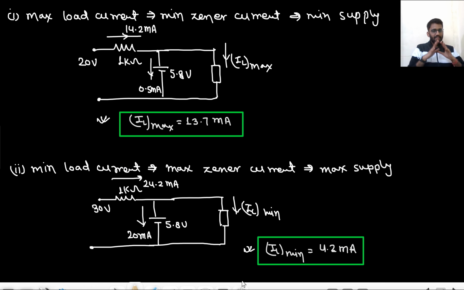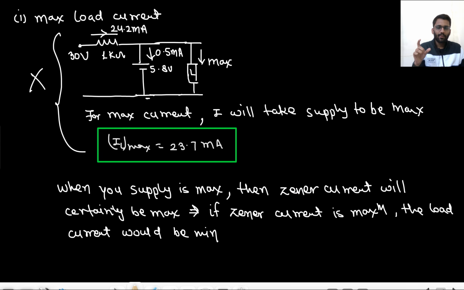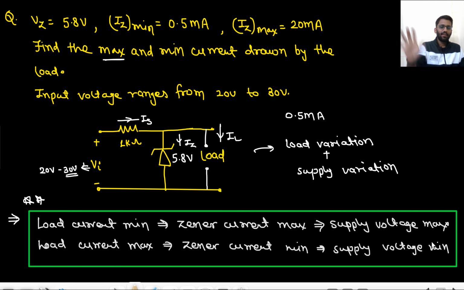So this is the complete concept, and this was the most important question that clears your complete concept. Only one line will be more than enough. If you need the maximum load current, that means you need minimum Zener current, and that means you need minimum supply. If you need minimum load current, that means you need maximum Zener current, and that means you need maximum supply voltage. And this is the complete concept of the Zener diode.